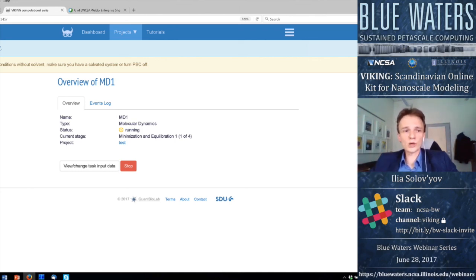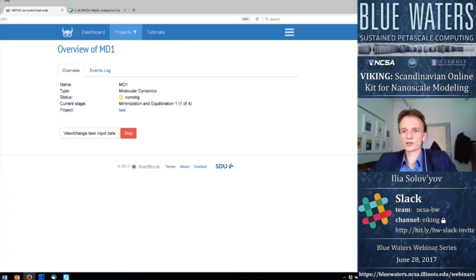This is the reason why we try to analyze the input files before the user spends a lot of computational resources on running simulations that will be useless eventually. And then you see another notification that was created, stating that the execution of task MD1 has now started. So we can close this notification to avoid some cluttering.